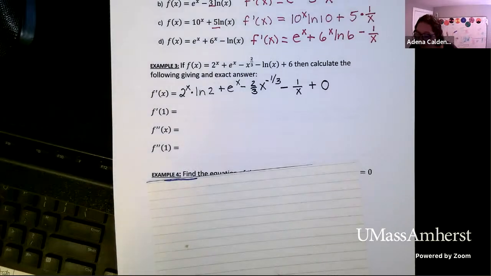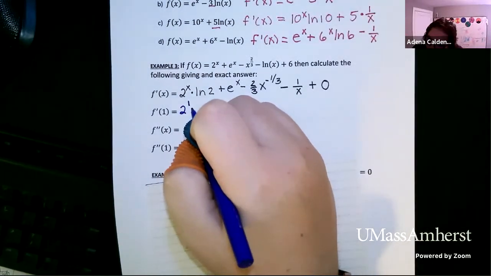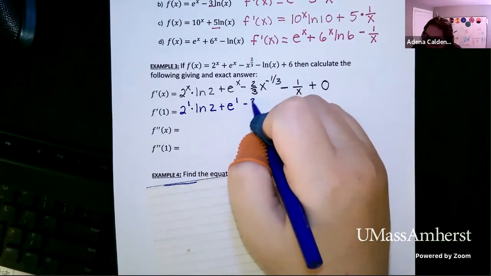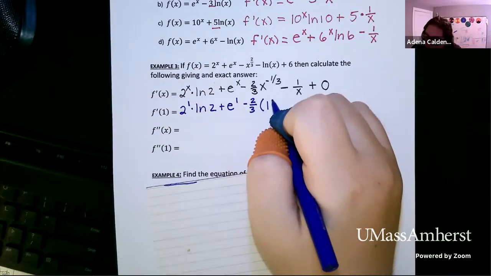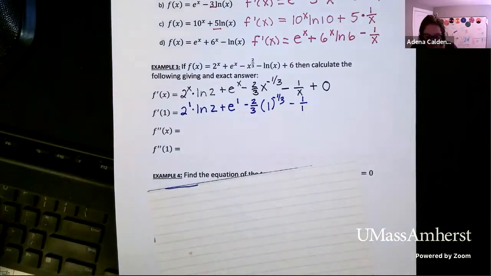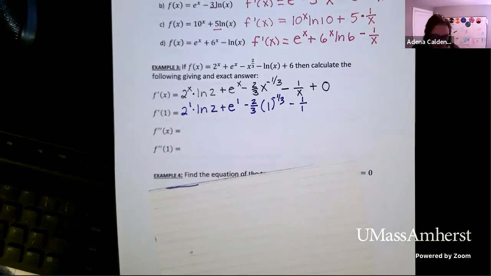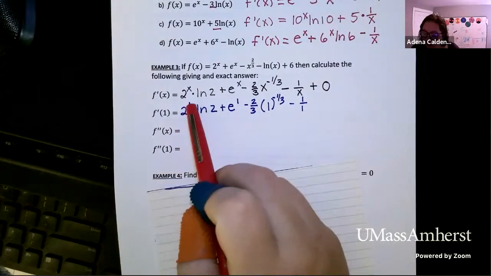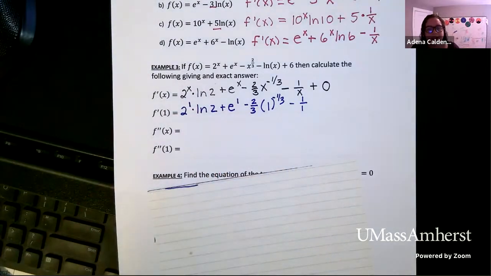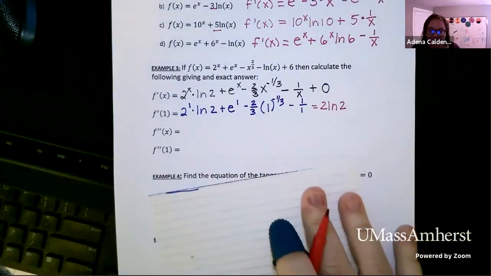So now we want to plug in a 1 everywhere we see an x. So here I'm going to have 2 to the 1 times ln 2 plus e to the 1 minus 2/3 times 1 to the negative 1/3 minus 1 over 1. So we need to figure out what can be simplified and what can't be simplified. So our first term here, I have 2 to the 1 times ln 2. The ln cannot be simplified. However, 2 to the 1 is just 2. So I can write the first term as 2 ln 2.